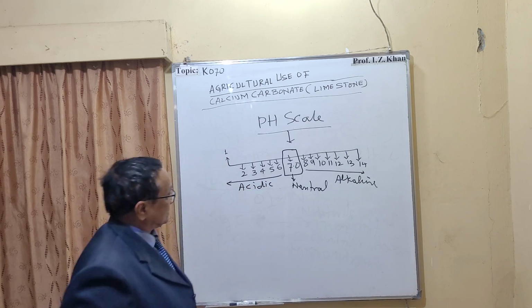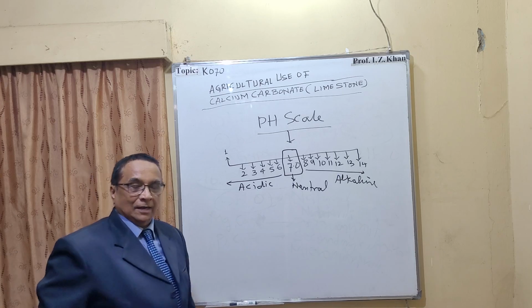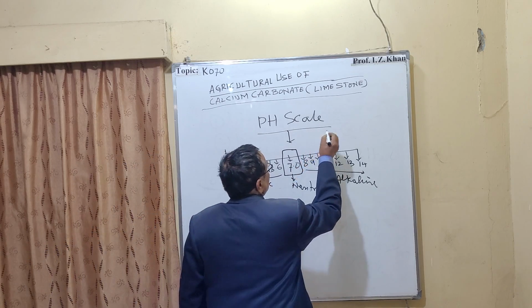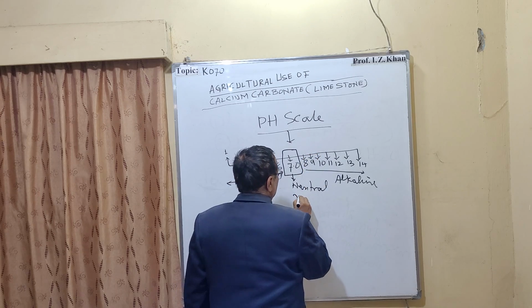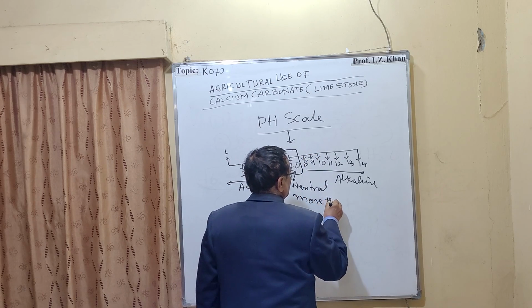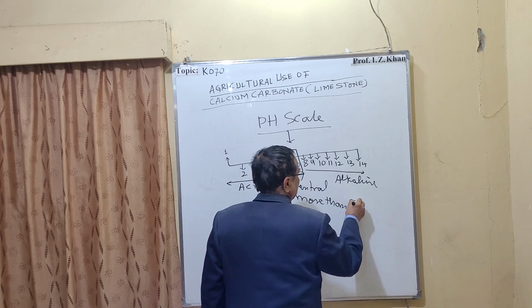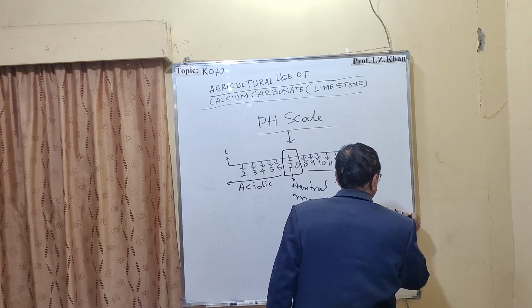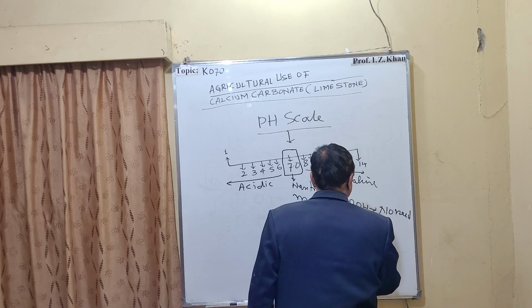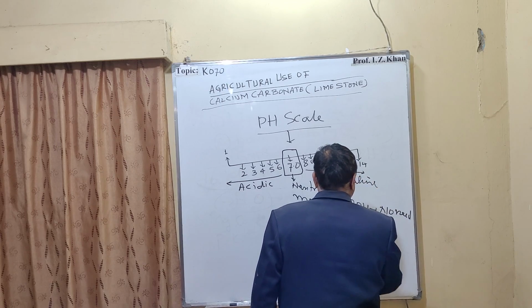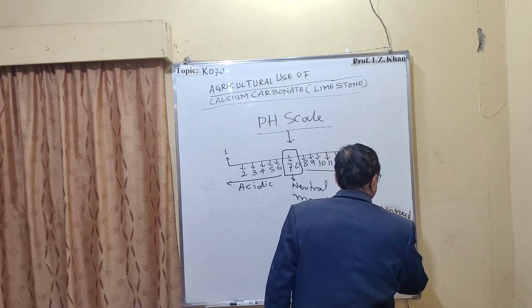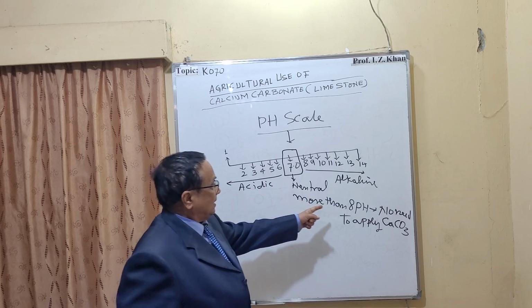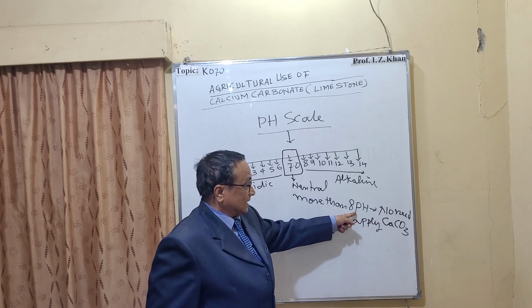So if the pH of your soil is above 8, there is no need to apply calcium carbonate, because it is already alkaline. 8 pH means it is alkaline.